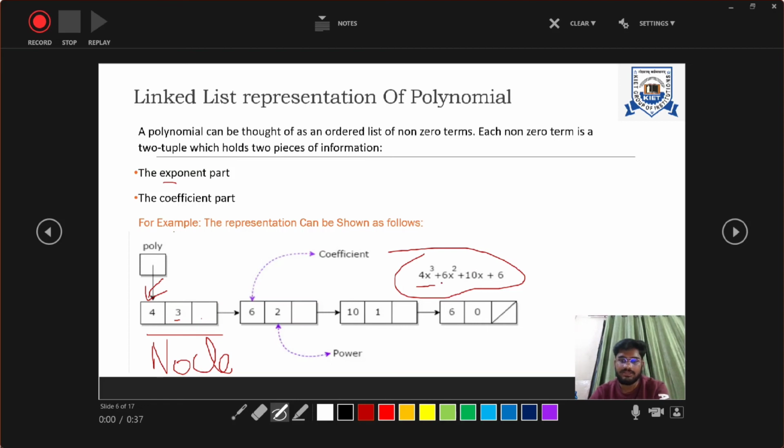Similarly we have written 6x square. For 6x square the data part is written here and it is represented in memory in the same way, with the coefficient and the exponent value. For the 10x, similarly the data part is here and the power part is here, and it is a pointer to the next node. Similarly here, for 6 the data part is 6 and the exponent is 0, and it is pointing to null. So this is the way we can represent a polynomial in a linked list.